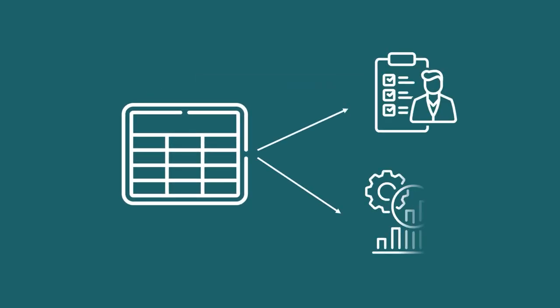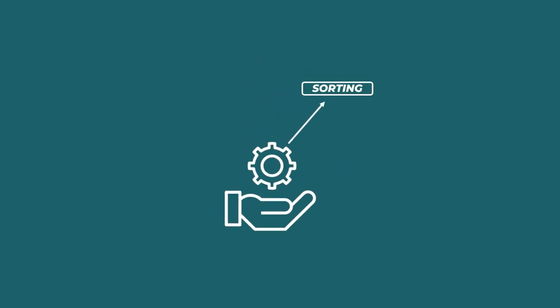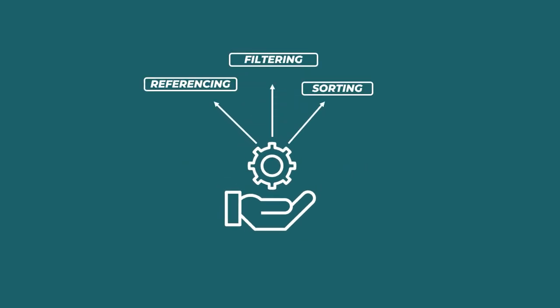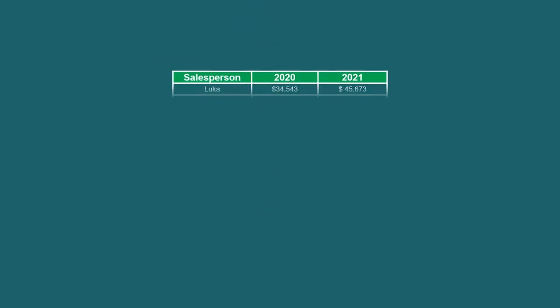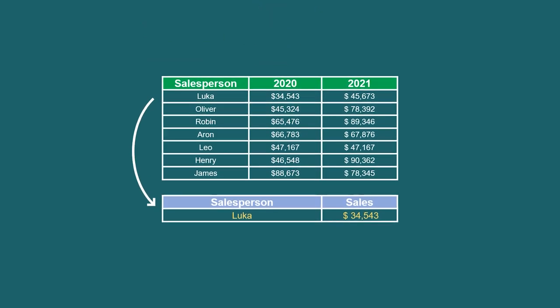Table arrays are a powerful way to organize and analyze your data. They provide features like sorting, filtering, and easy referencing. We can easily transform our data into a visually appealing and interactive table.